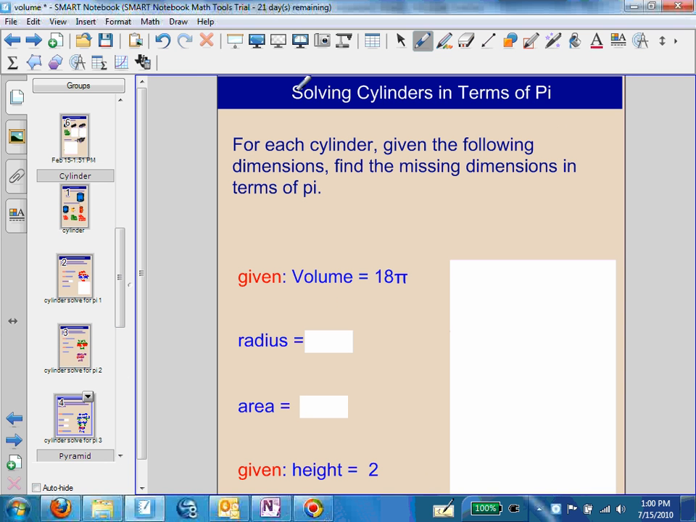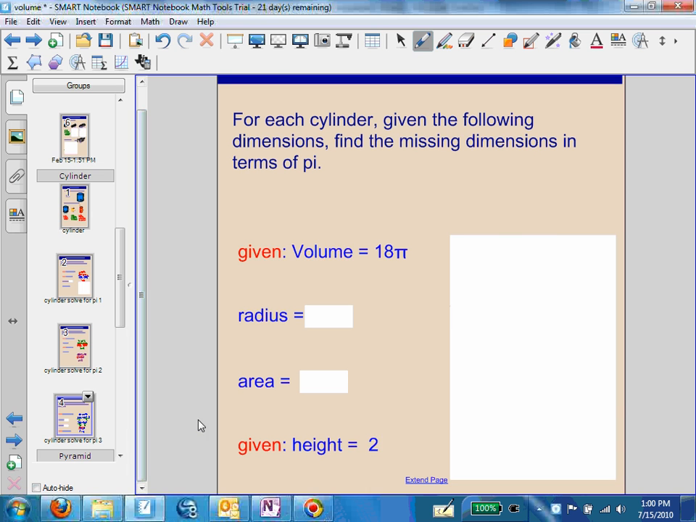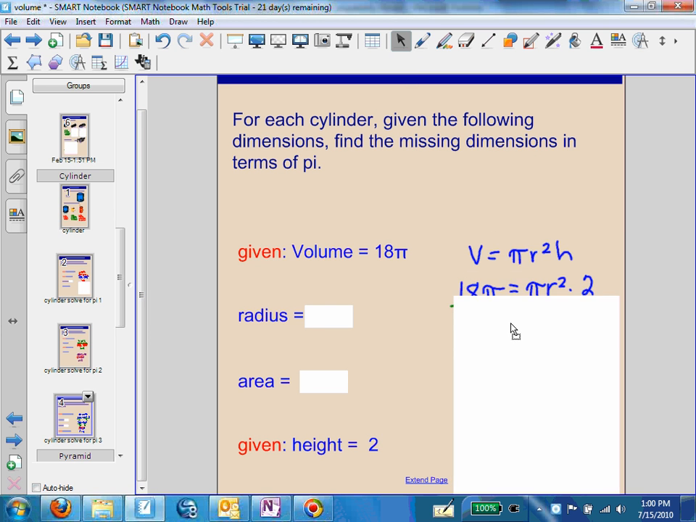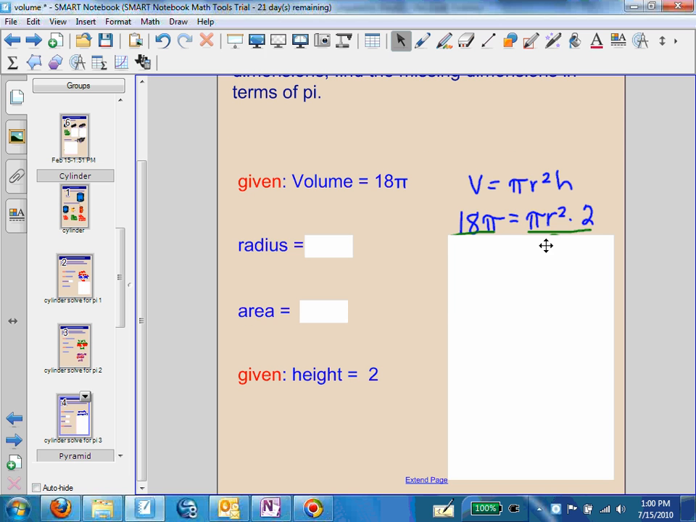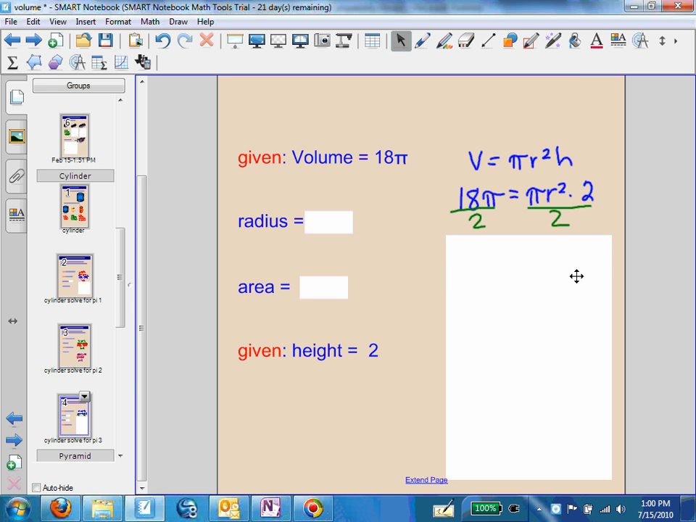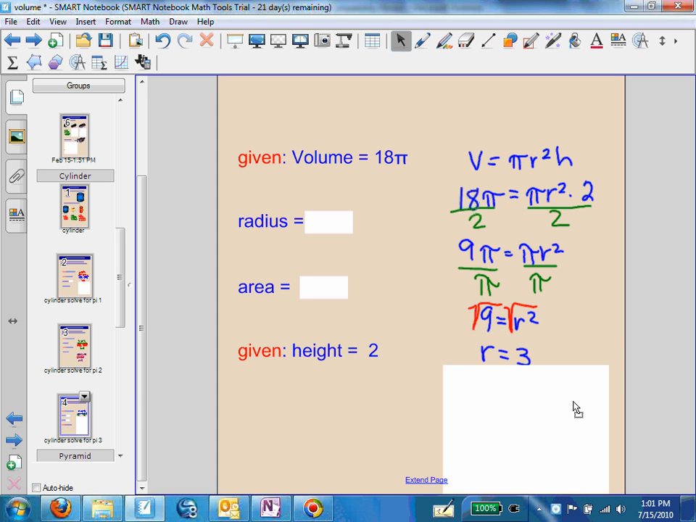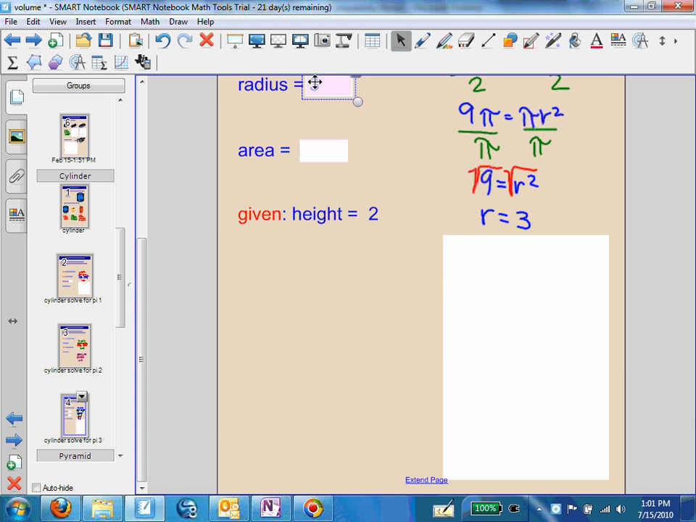One more problem. Volume is 18 pi. Height is 2. You're going to plug what you know into the formula. So you get 18 pi equals pi r squared times 2. And you divide both sides by 2 pi, or 2. I did it in 2 steps, which you guys do that sometimes. It doesn't matter. I like doing it in 1 step typically. And you end up with radius equals 3. And you can also tell if the radius is 3, you're going to square that and multiply it times pi, so it's going to be 9 pi for the area.